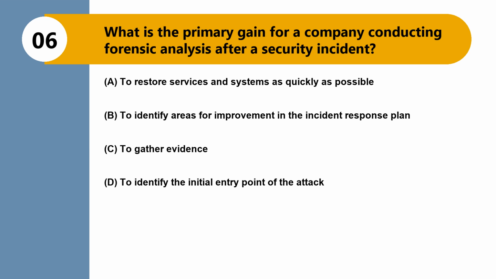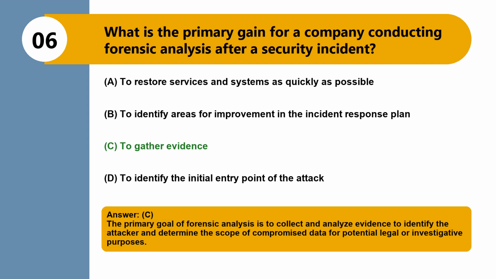Question 6. What is the primary gain for a company conducting forensic analysis after a security incident? Option A. To restore services and systems as quickly as possible. Option B. To identify areas for improvement in the incident response plan. Option C. To gather evidence. Option D. To identify the initial entry point of the attack. The correct answer is option C, to gather evidence. The primary goal of forensic analysis is to collect and analyze evidence to identify the attacker and determine the scope of compromised data for potential legal or investigative purposes.